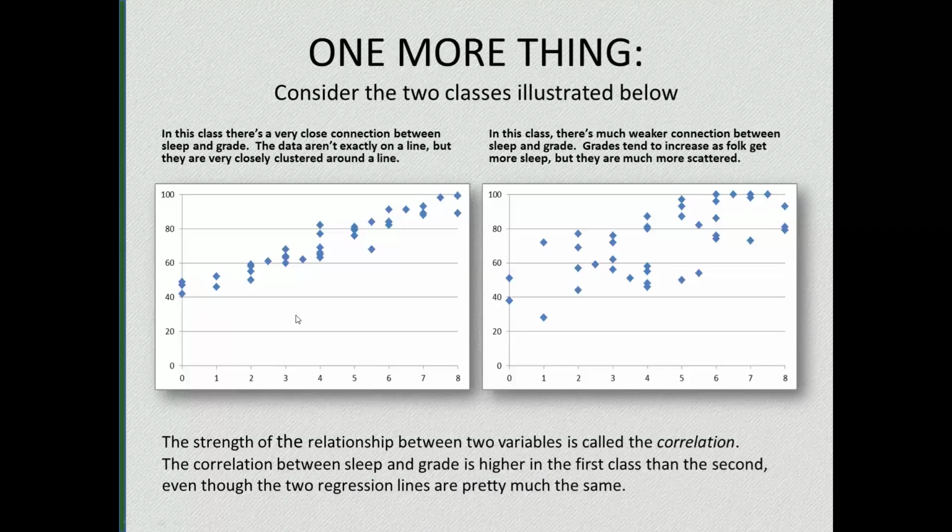Another issue to be aware of is how closely the data are concentrated around the line. Two different classes here. We're still looking at the relationship between sleep and grade, and in this class, that connection is pretty tight, whereas in this class, that connection is much more diffuse. The two classes have pretty much the same regression line, the same line running through the middle of things, but there's a lot more spread outness in the second one than the first one. The strength of relationship is something we call the correlation.